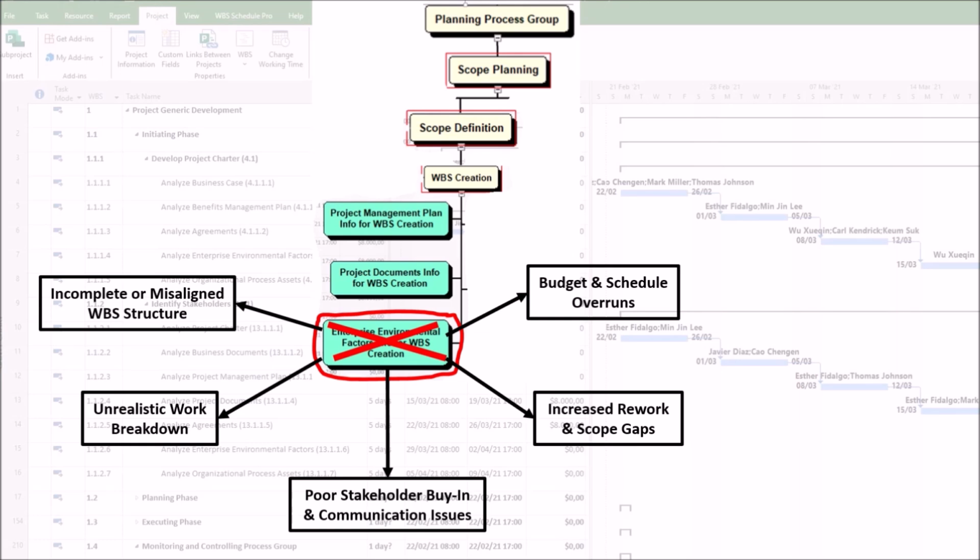5. Budget and schedule overruns. First, unaccounted external factors. Market conditions, such as supply chain delays or political, economic instability, such as for global projects, may require WBS adjustments too late in planning. Second, inefficient work packages. Poorly defined tasks due to ignored organizational processes can lead to wasted effort and delays.